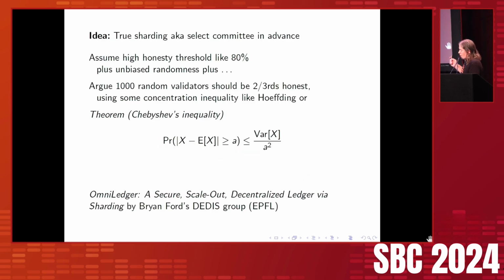But okay, so true sharding, this is not what we do. Eventually, everybody will be doing this. There's a paper on it by Brian Ford's group at EPFL. The way it works is you take a very large set of validators, you assume some higher honesty threshold, like 80% honest, and then you put like 1,000 validators on each shard, on each chain. And then you use some kind of concentration inequality like Hoeffding or Chebyshev to argue that you have 2/3 honest on each of those chains with very high probability. Concentration inequalities prove that things group towards the mean a bit. Okay.